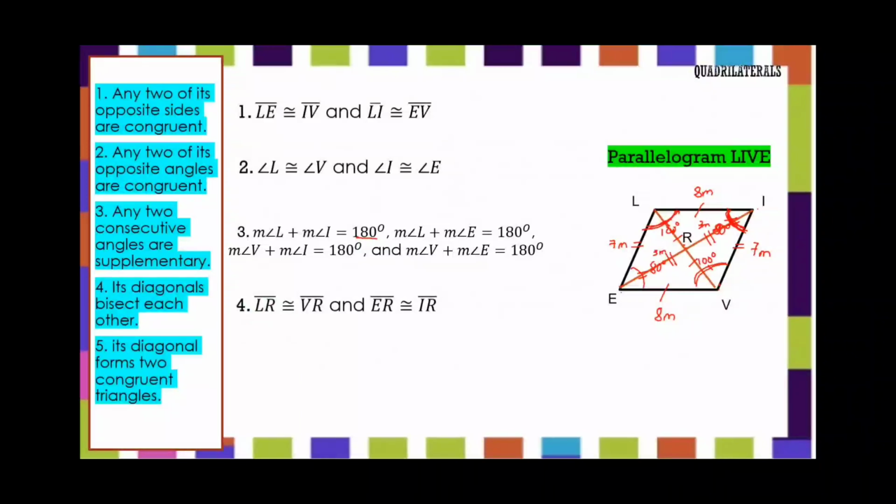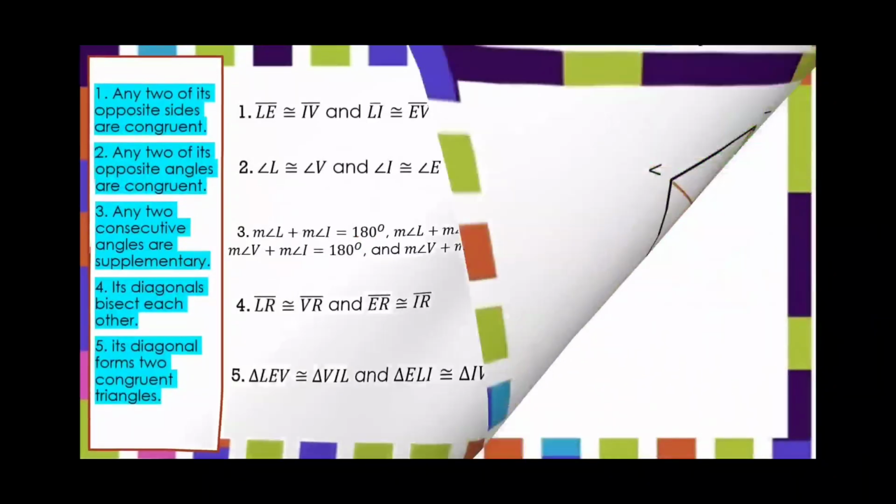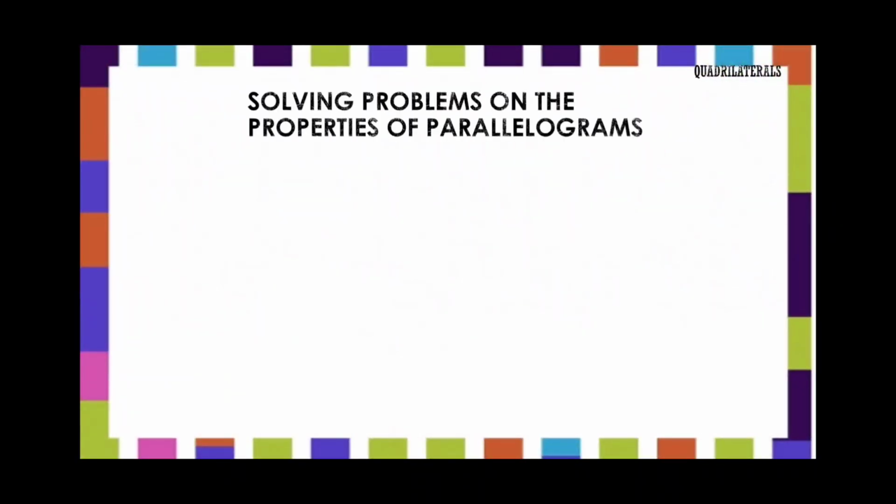Okay? And for the last one, we are given the triangle LEB is congruent to triangle VIL and the triangle ELI is congruent to triangle IV. Okay? So, let's now try to solve problems on the properties of parallelogram.